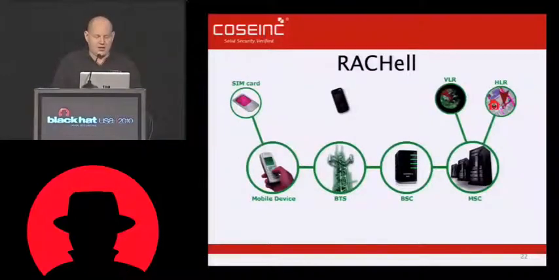But here's the graphic of the basic idea that goes on. So we take our evil attack phone and it starts sending RACH requests to the BTS. When we tested this, we thought that we were only going to be able to take out one BTS, and we thought that that would be okay.